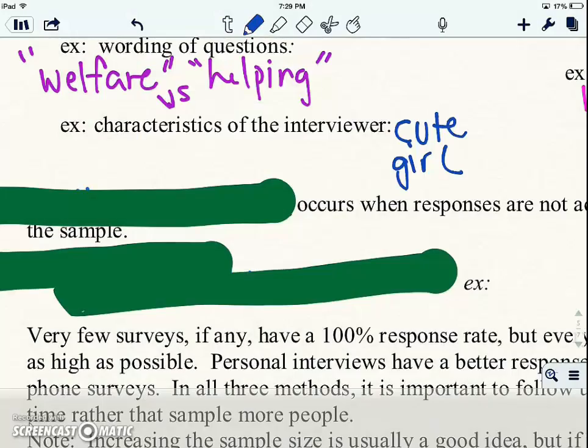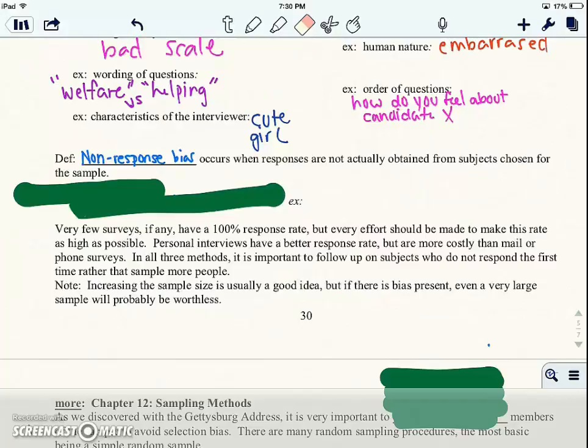Okay, and then the characteristics of the interviewer. For example, a cute girl walks up to you and says, do you prefer brunettes or blondes? And she's a brunette, but you really prefer blondes. You may say brunette just because she's cute and she's standing in front of you. So these are things that we will discuss later, but you always have to keep in the back of your mind.